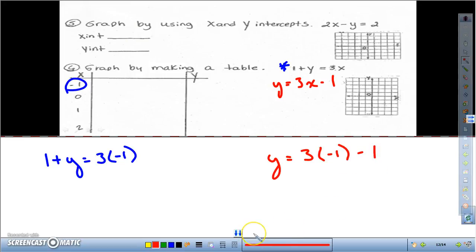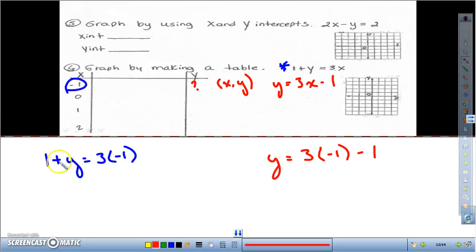Alright, so let's think about what our end game is here. What are we trying to do? Why are we plugging in this negative 1? Well, what I'm ultimately trying to get is a corresponding y value that goes with my x value. That way I can build myself an ordered pair and come over here and plot it on my graph. So the entire purpose of plugging in this x is to get my y back, right?